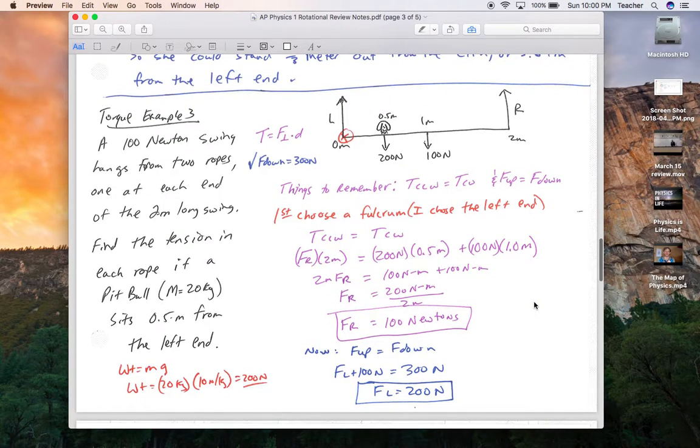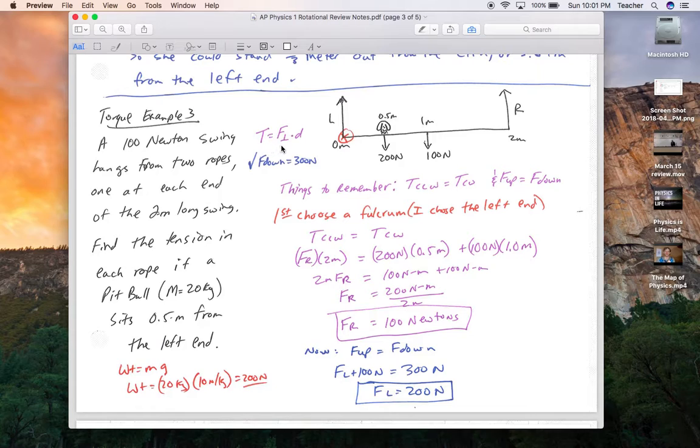Torque example number 3, this is a two-body problem, meaning there are two forces upward. You've got a 100 newton swing, 2 meters long, hanging from two ropes, one on each end. Find the tension in the rope if there's a pit bull, again, sorry about the drawing, mass 20 kilograms, sitting 0.5 meters from the left end. First thing I did was find the weight of the pit bull, so its force. Second thing I did, actually I think this was the first, is draw a picture.